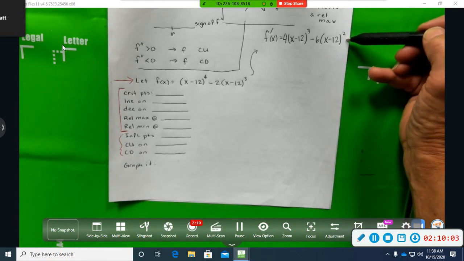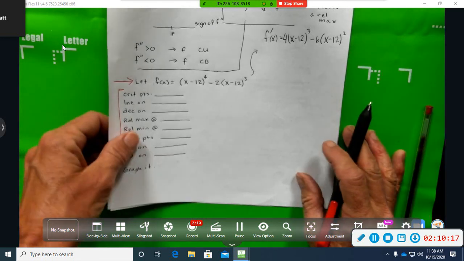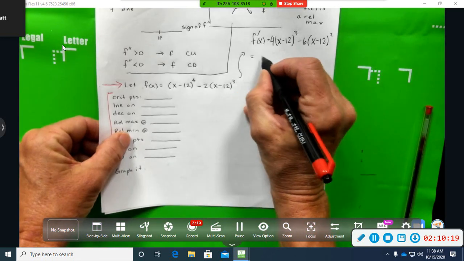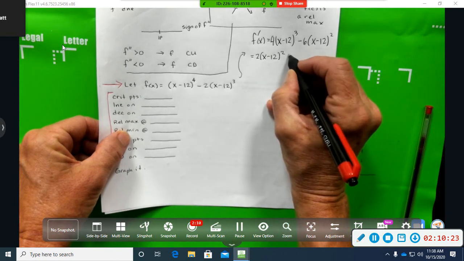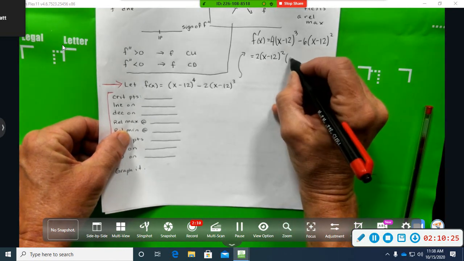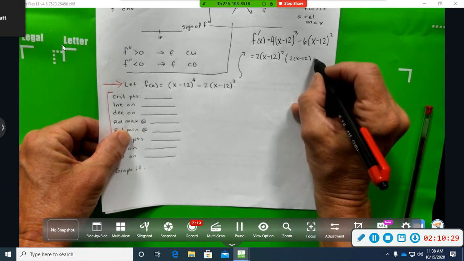Right? Your first derivative is just 4 times (x minus 12) cubed minus 6 times (x minus 12) squared, because the derivative inside is just 1. So there's a common factor of 2 and a common factor of (x minus 12) squared. So let's pull out the 2 times (x minus 12) squared, and you'll have a 2 times an (x minus 12) in here, and then minus 3.